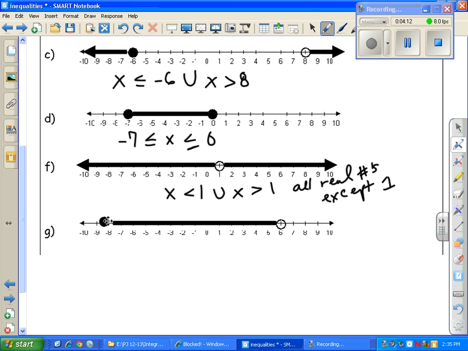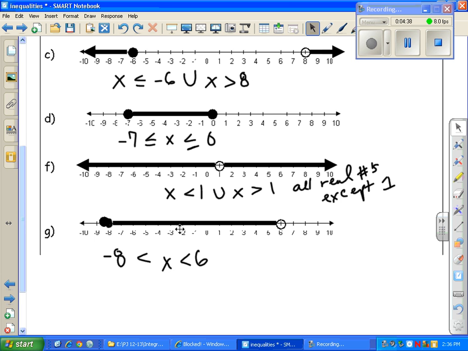In G, this boundary is supposed to be on -8. So we have a boundary of -8, and we have a boundary of +6. We see that it's an open circle on +6, shaded to the left. So that's x is less than 6. But at the same time, x is also greater than or equal to -8.